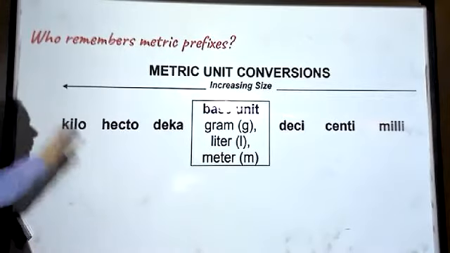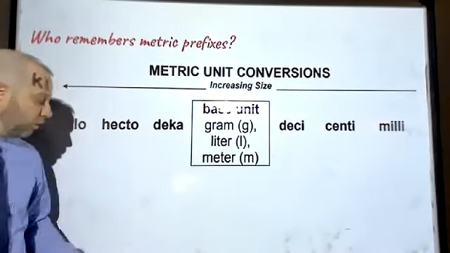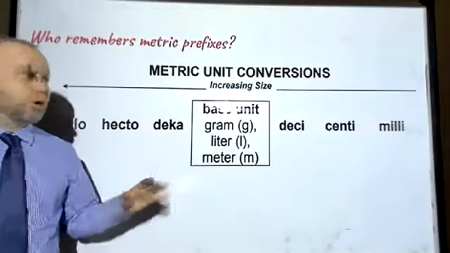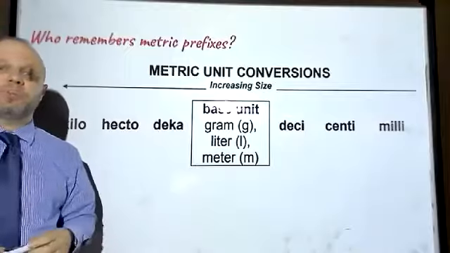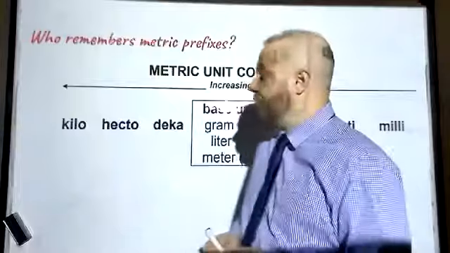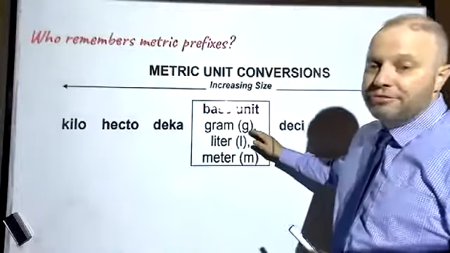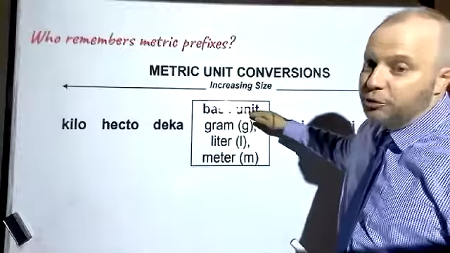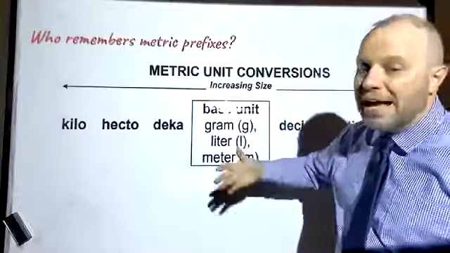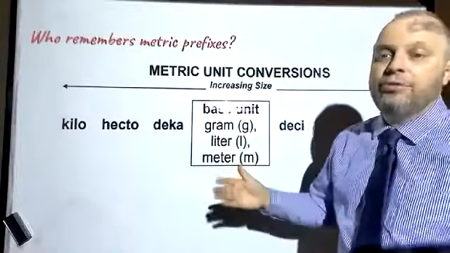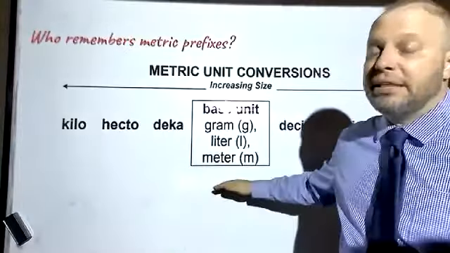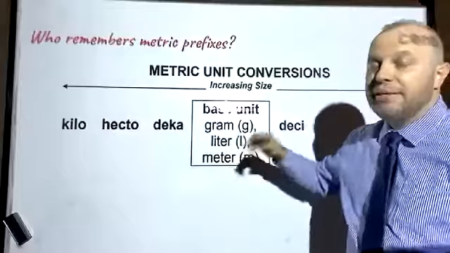So the first thing is I want to remind everyone about all of our metric prefixes. Now you've probably seen this before, but we're going to use this chart as we go through some of our examples to identify which metric units are smaller and which are larger. So in the center here, I'm going to start off with base unit, and our base unit for mass is gram, our base unit for volume is the liter, and our base unit for length is the meter. So these are the three basic units.